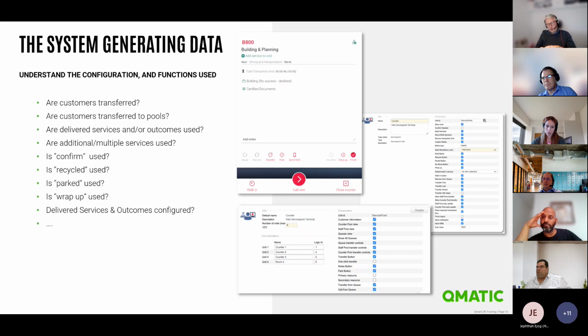Do they transfer customers? Do they transfer customers to pools? I've seen situations where almost every customer is always transferred. It's really depending on the business.